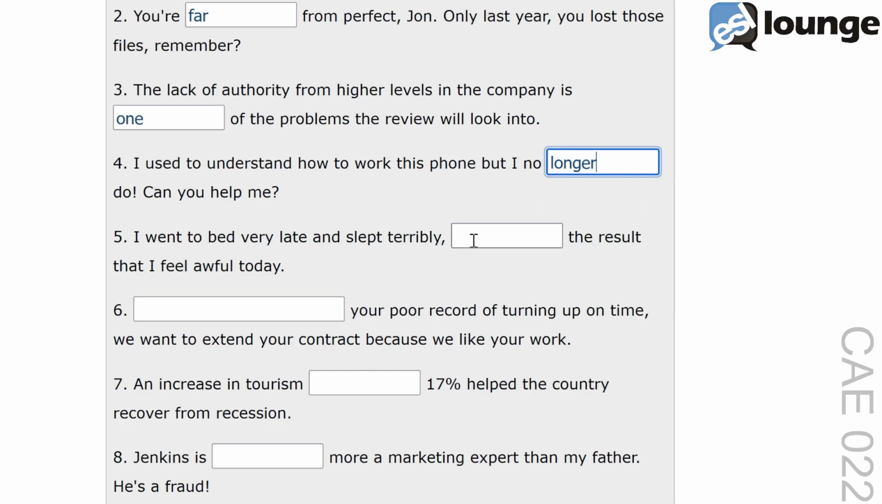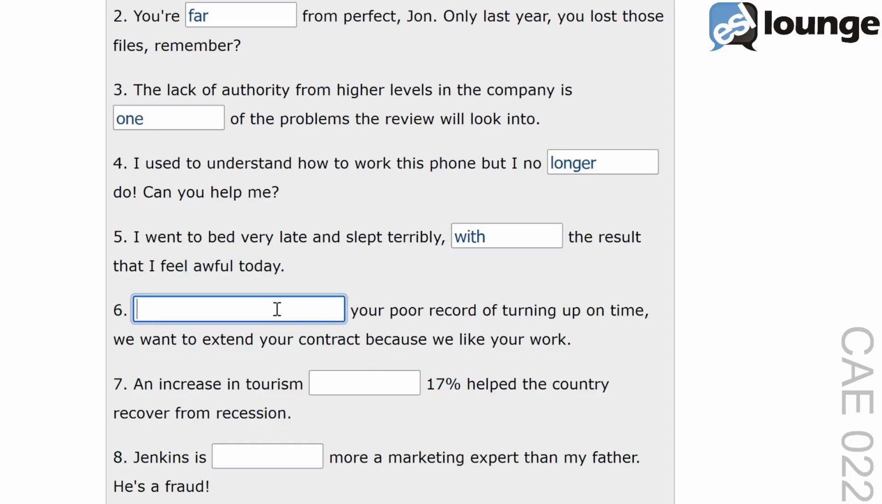On to question 5. I went to bed very late and slept terribly. Blank the result that I feel awful today. The correct answer is with. The phrase with the result that is used to show the consequence of an action. For example, he forgot to set his alarm with the result that he was late for work. This phrase connects the poor sleep to feeling awful.